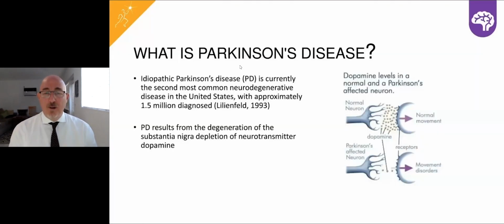And this is a very interesting population. A lot of people are concerned, and they have family members. It's one of the most common neurological diagnoses that we come across in physical therapy and in neurology. Parkinson's disease, which we're talking about today, is the second most common neurodegenerative disease in the United States, with approximately 1.5 million diagnosed as of '93.